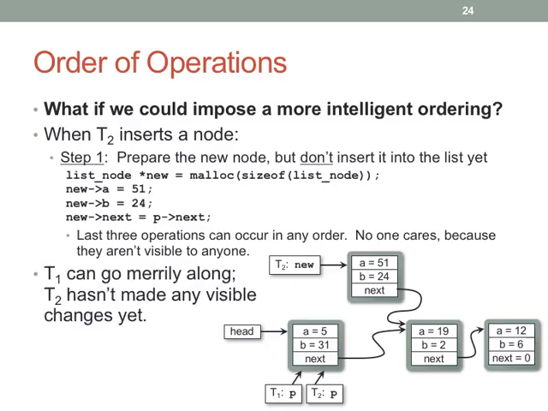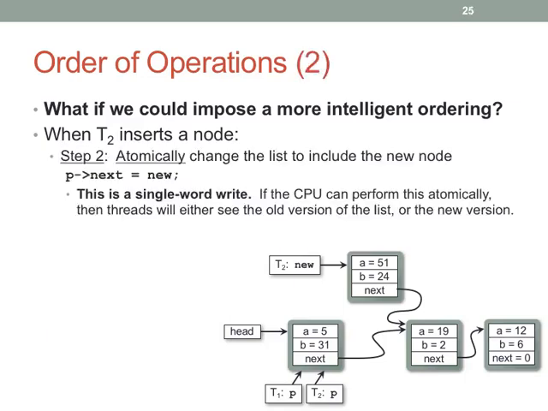So T1, think about this from T1's perspective. It's walking down the list, it doesn't care because something is happening, but it is not visible to T1 at all. So that's step one. Then step two is that we make this change to the list in some atomic way. So we have a single step that changes the list into the new version. And so other threads will either see the old version or the new one. But both of them will be correct. So both of them will be coherent in some way.